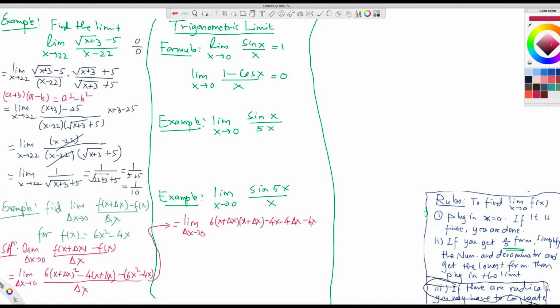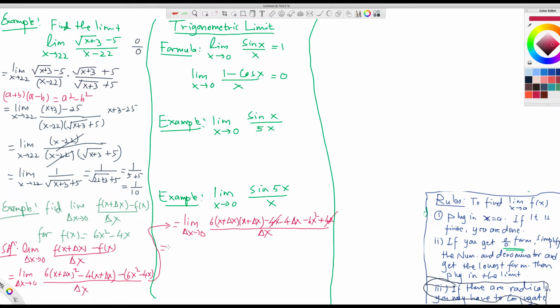Negative 6x square, and that will be plus 4x divide by delta x. You see that? Now you see that negative 4x and positive 4x cancel out. Now these terms will not cancel out, they will still be there. Now you need to FOIL that x, you keep 6 and you FOIL that.